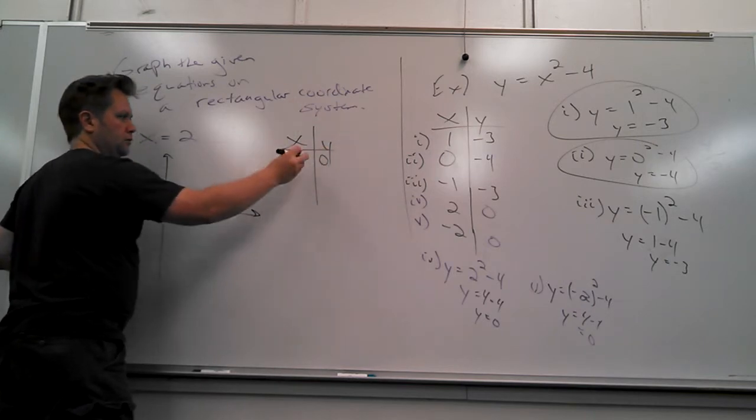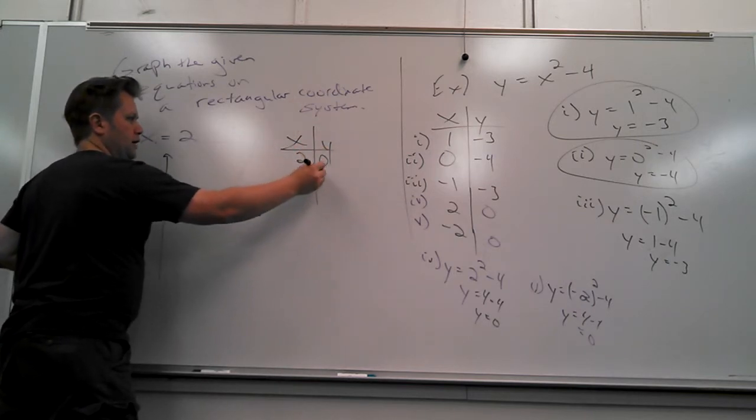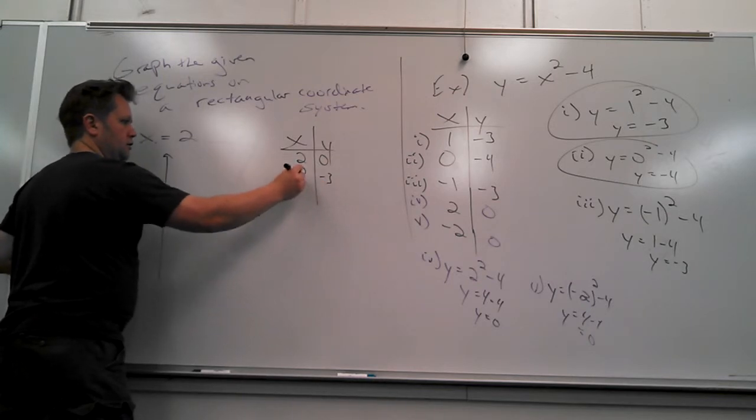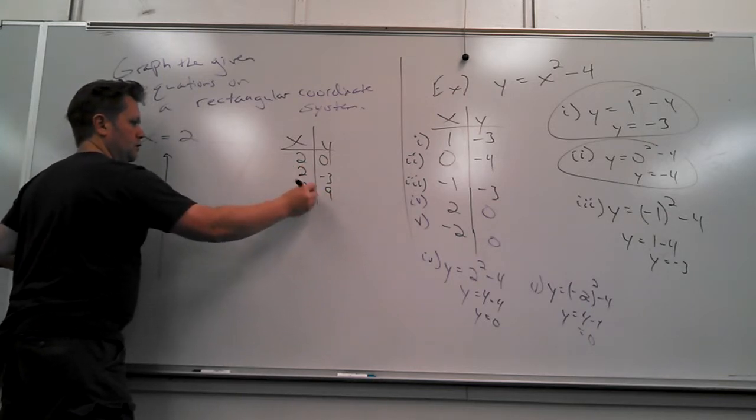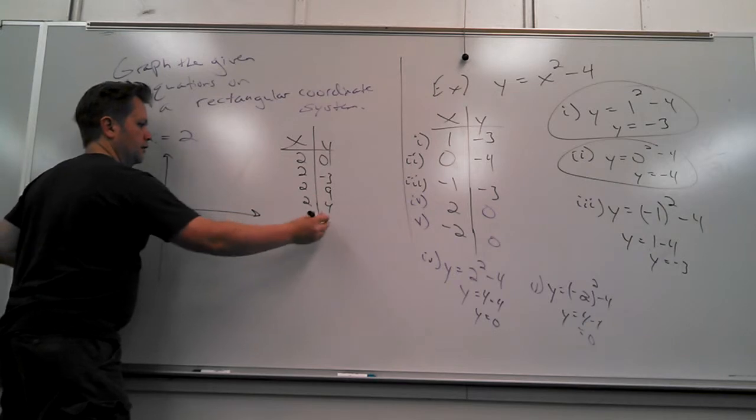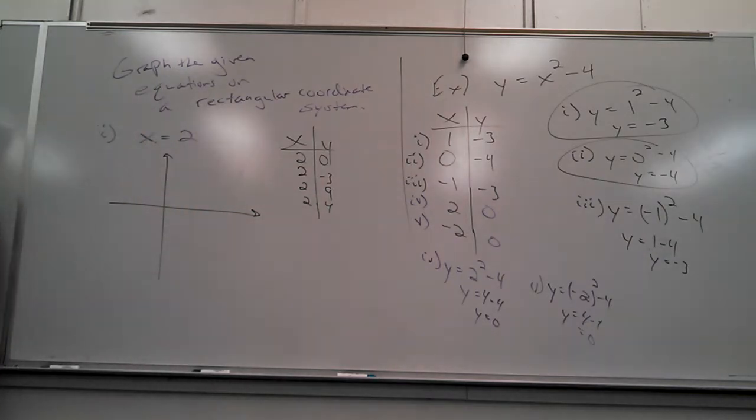Negative 1. 0. What's x? 2. What about y was negative 3? 2. What if y was 9? 2. What if y was 4? 2. Okay. And does that still plot to a straight line? Exactly. Let's try it out.